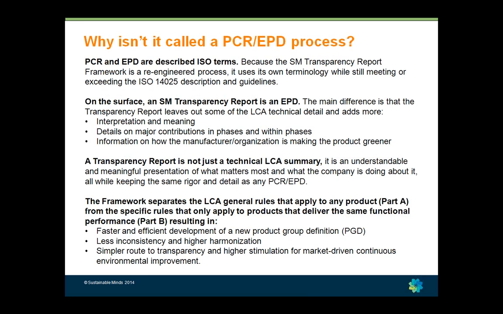The way that the framework is currently formed, we separate the general rules in Part A from the specific rules, that is Part B, as Joep has described. That increases the harmonization and decreases possibilities for inconsistencies. It is a simpler route to transparency, and it's faster and more efficient. It helps market-driven and continuous environmental improvement by making at least that part of it a little easier and friendly.